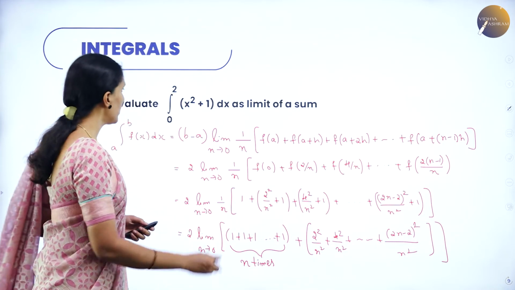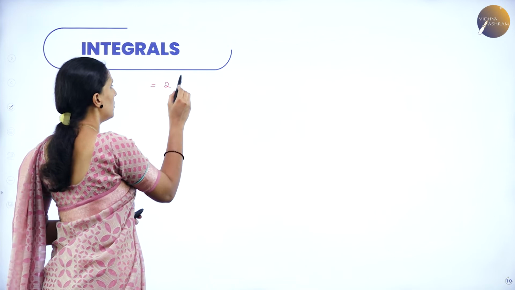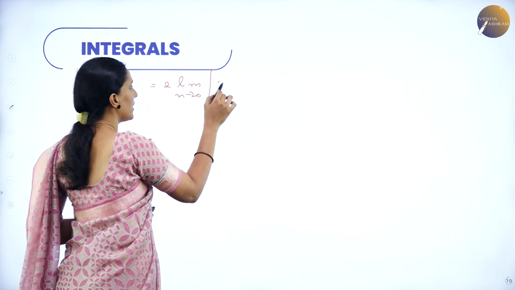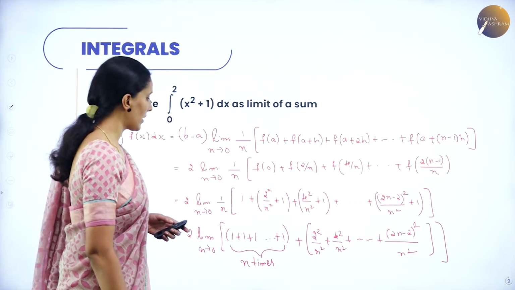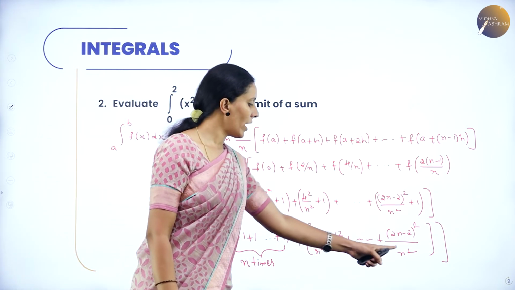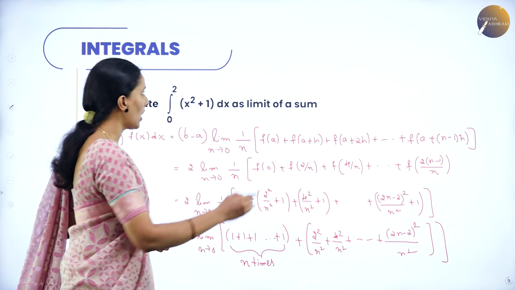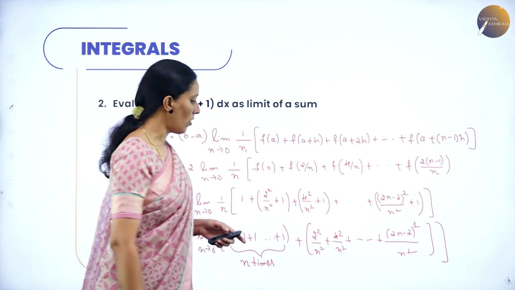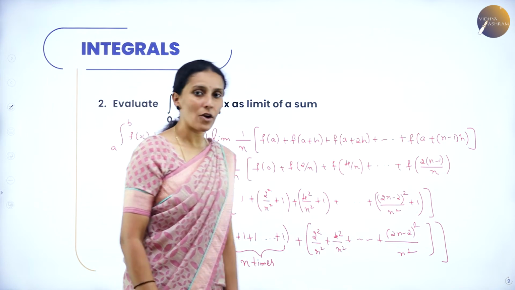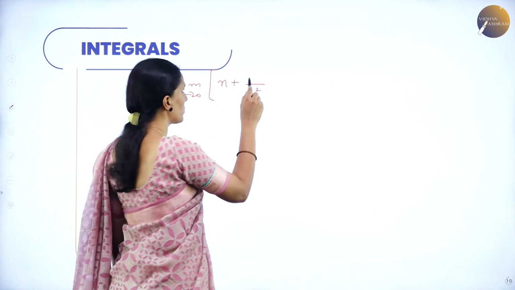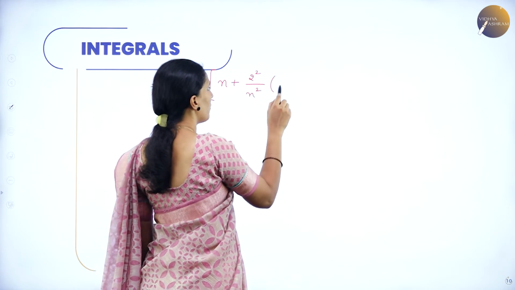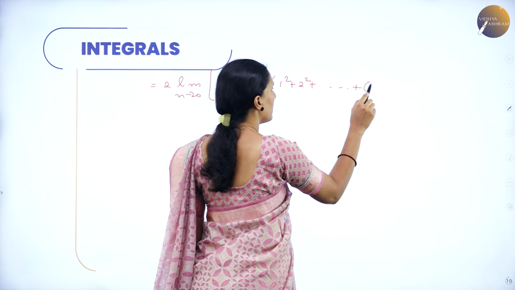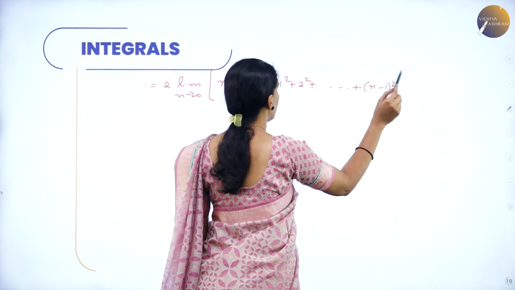Next we are going to write 2 into limit as n tends to 0. Since 1 is repeated n times, we can take n as a common factor. Observe here n square is common in the denominator, so take it out. Also we have 2 square as a common factor in the numerator. Take it outside, and we will get 1 square plus 2 square plus etc. until n minus 1 whole square.